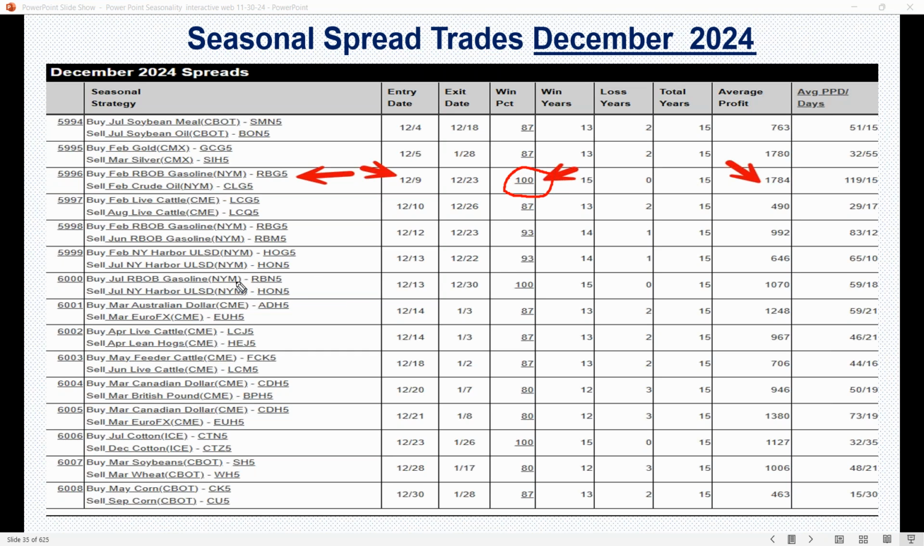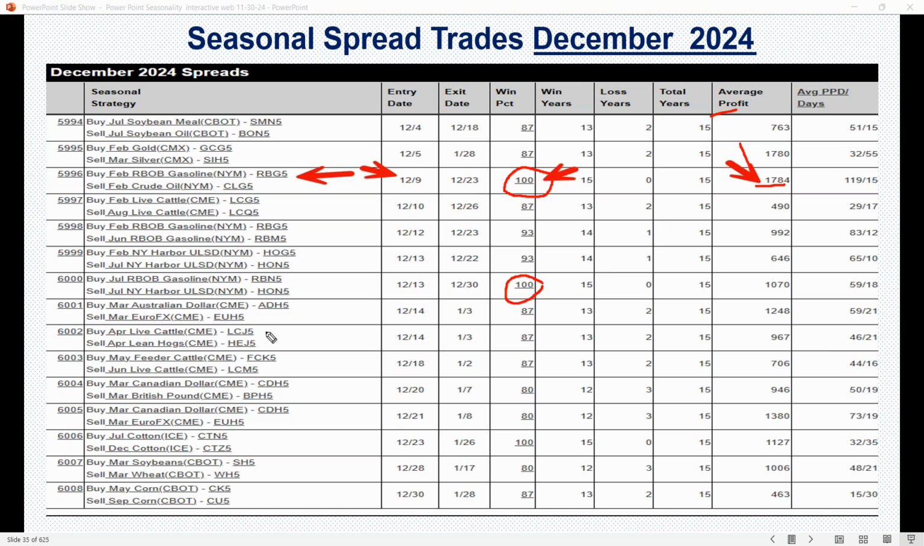Look at that. And then here's another one: going long RBOB gasoline, short heating oil. 15 out of 15 years of winning trades. And then it'll mark your potential average profit here. Big, huge potential profit. That's your average profit, over $1,700 per futures contract. These are really great things to give yourself some additional things that you can look to trade.